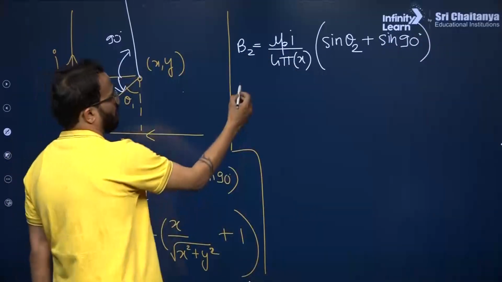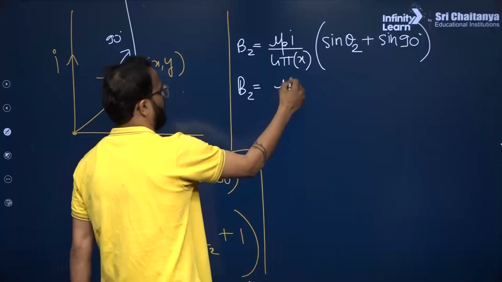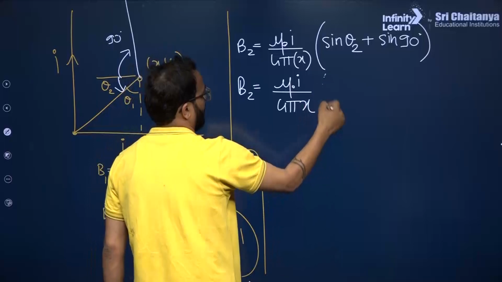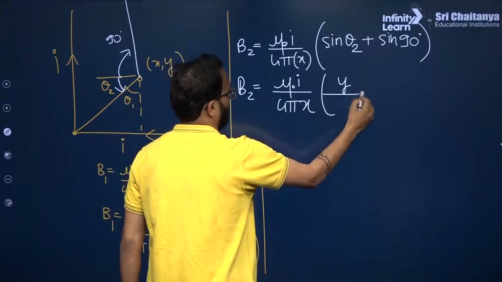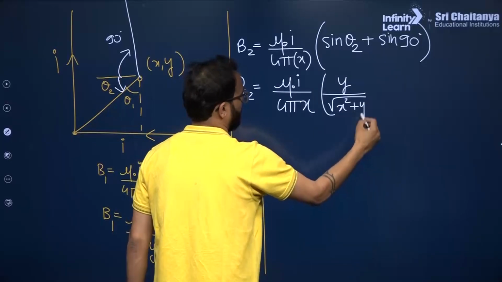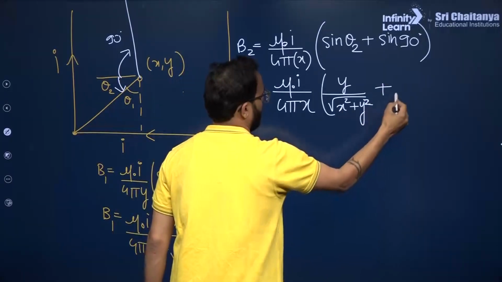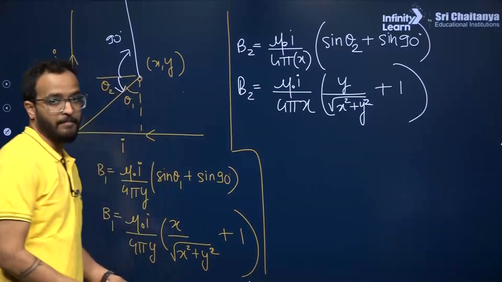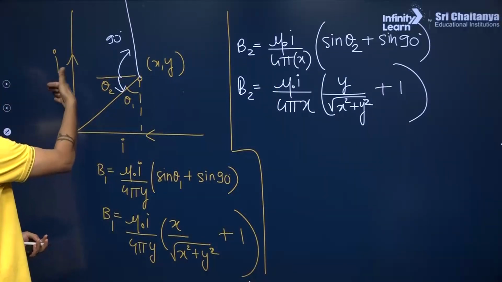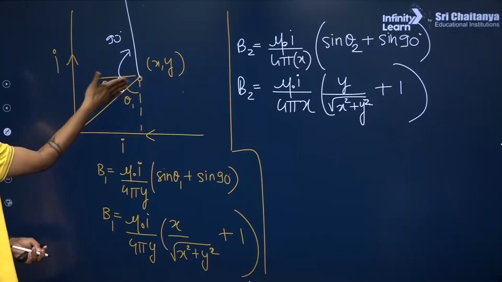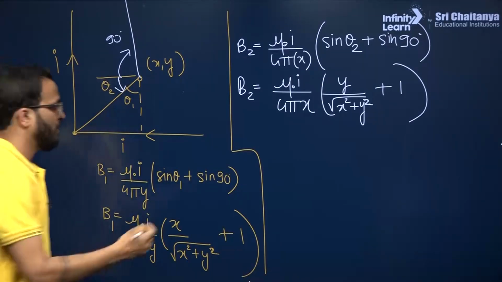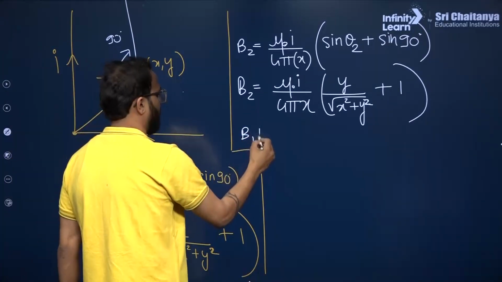Okay. So B2 will be mu naught I by 4 pi x into y upon root over x square plus y square plus 1. Now both are in the same direction, right? This is also here plus k cap, so here it will be minus k cap. Got it? Both are going to be added, so directly we can add them, B1 plus B2.